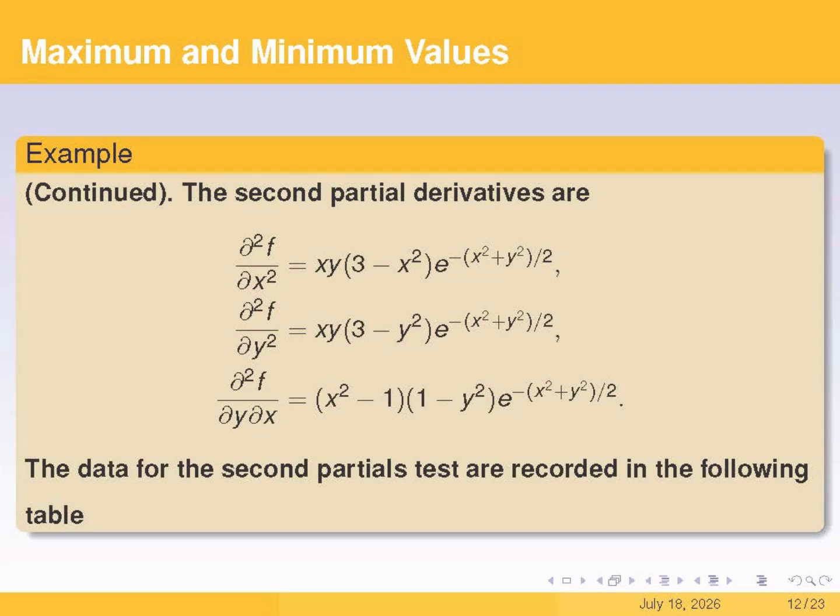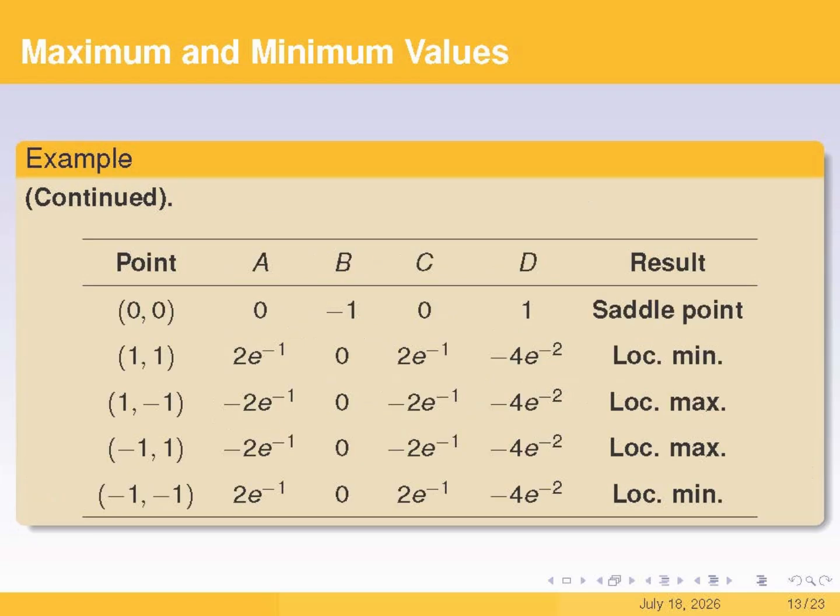Next, let's find the second partial derivatives, which are shown in the formulas right here on the screen. Next, we calculate the values for capital A, capital B, capital C, and capital D, which you can see right here on the screen. Then, by applying the second derivatives test, we can easily classify what kind of extremum each of these 5 stationary points gives us, as laid out in this table.